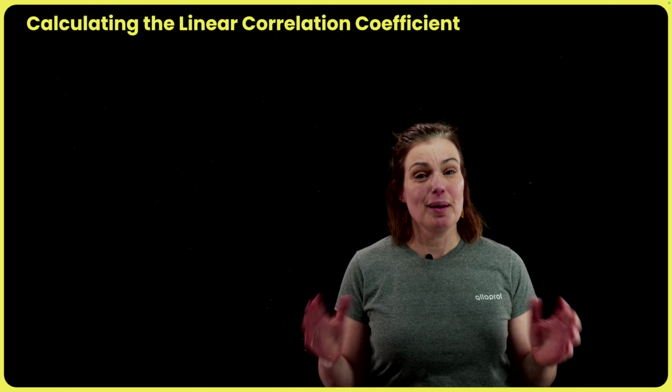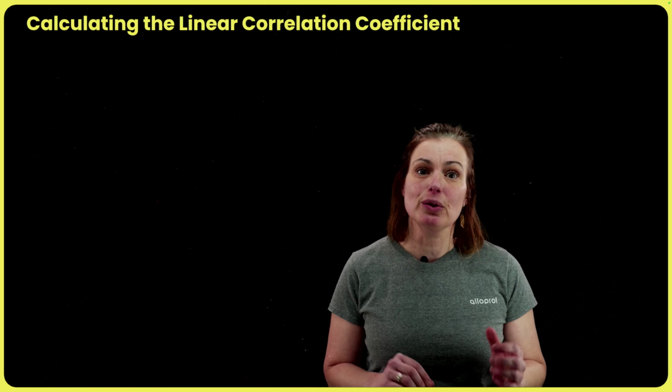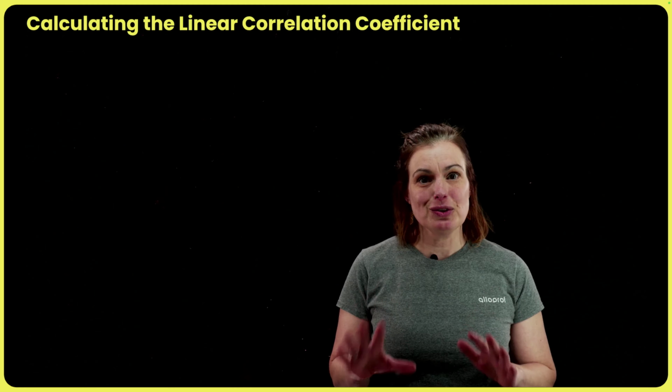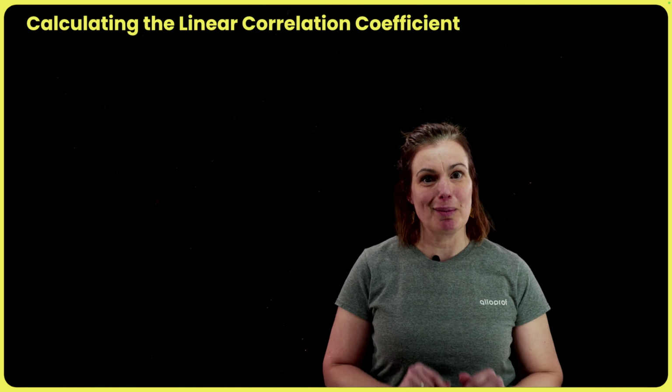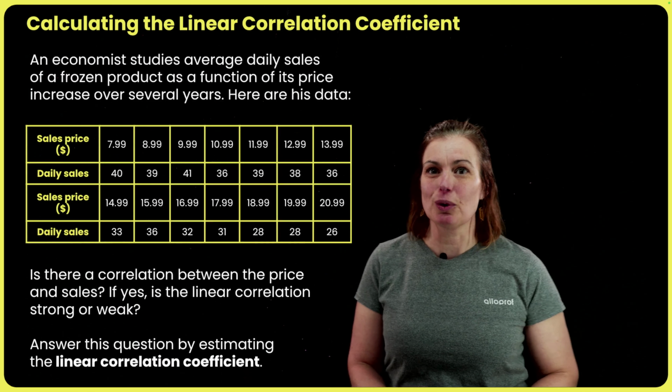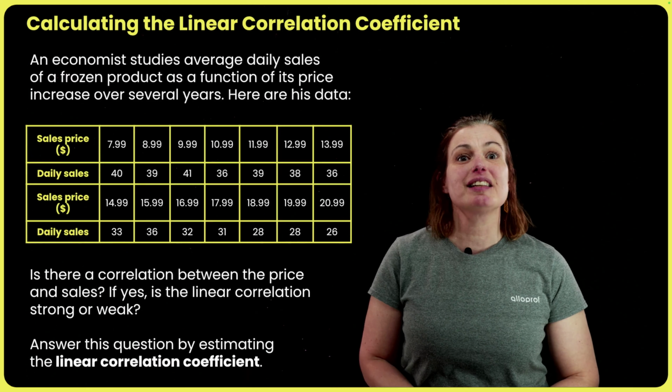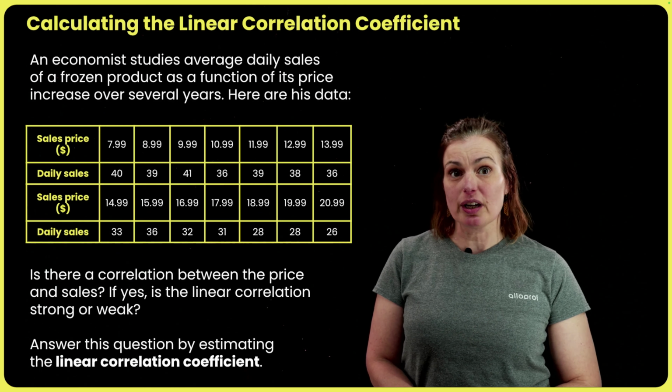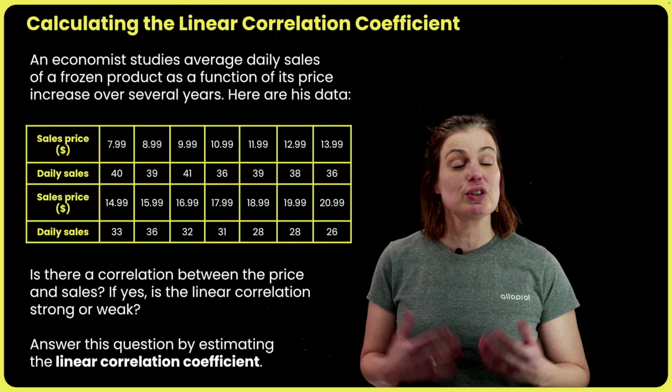In this video, I'm going to be showing you how to approximate the linear correlation coefficient of a two-variable distribution from a word problem. Here's our word problem. An economist studies average daily sales of a frozen product as a function of its price increase over several years.